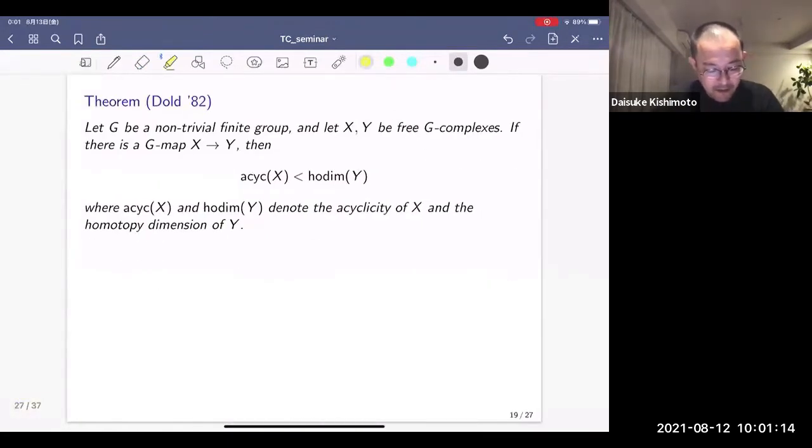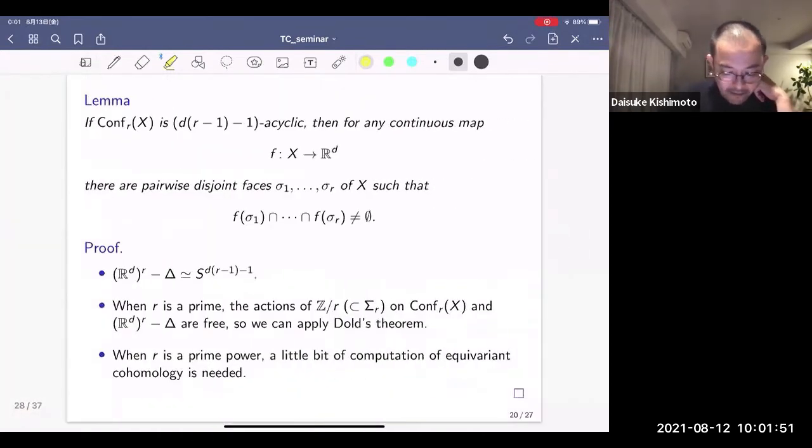Right. So Dold proved that for any non-trivial finite group G and free G-complexes X, Y, if there is a G-map from X to Y, then the acyclicity of X is less than the homotopy dimension of Y. So if G is the cyclic group of order 2, this is a slight generalization of the Borsuk-Ulam theorem. But this holds for any non-trivial finite group. Okay, so how to use it?